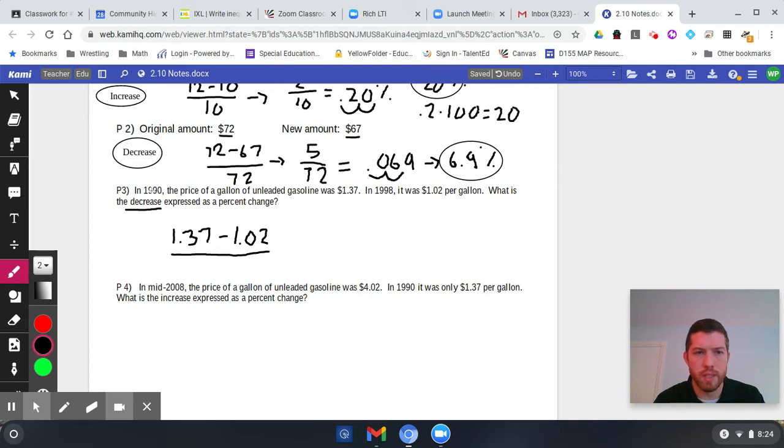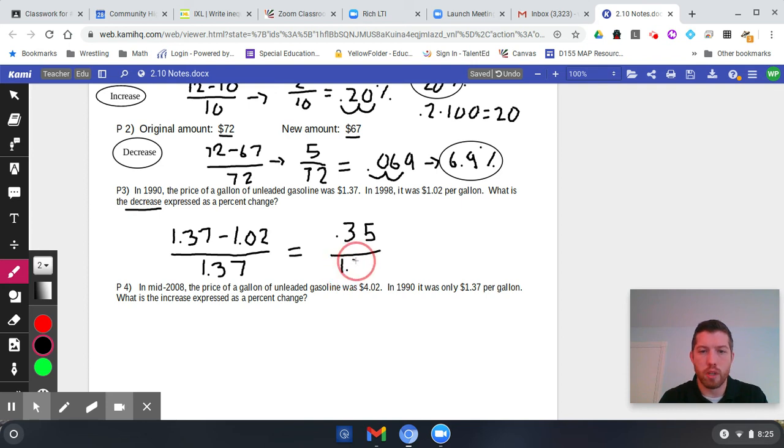Our original price was 1990. That's the earlier date. And in 1990, it was $1.37. So at this point, we need to take out our calculator and simplify this. So 137 minus 102 is our first step. That gives us 37 cents. So we had a 37 cents decrease, all over $1.37.